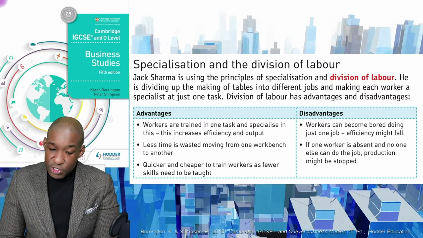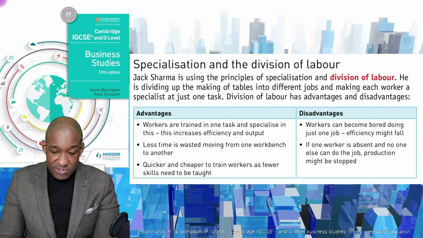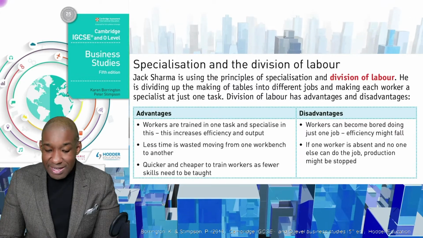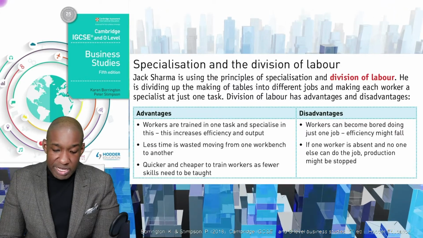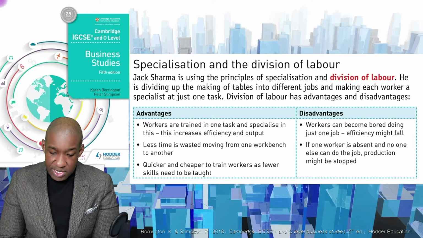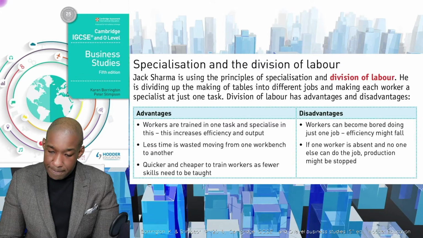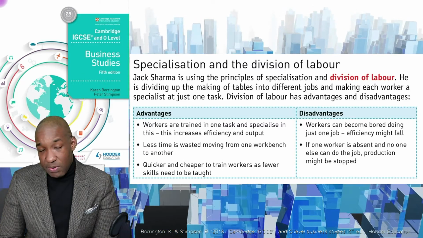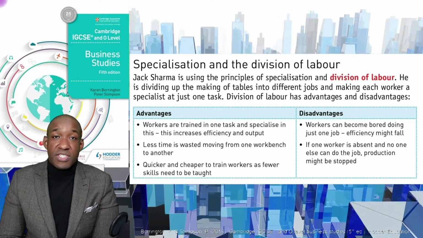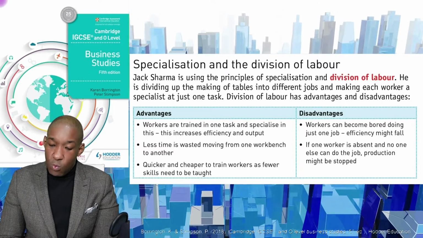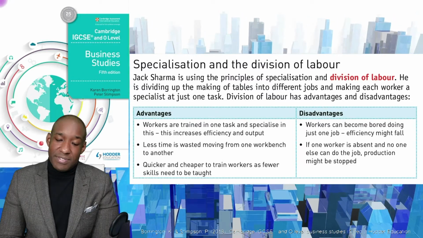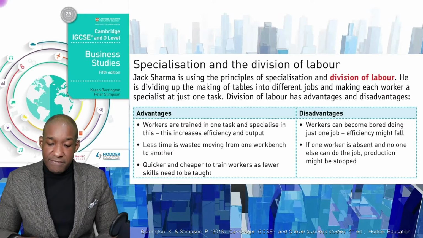Advantages: workers are trained in one task and specialize in this. This increases efficiency and output. Less time is wasted moving from one workbench to another. It is quicker and cheaper to train workers as fewer skills need to be taught. Disadvantages, however: workers can become bored doing just one job and efficiency might fall. If one worker is absent and no one else can do the job, production might be stopped. So there are some disadvantages to the division of labor.